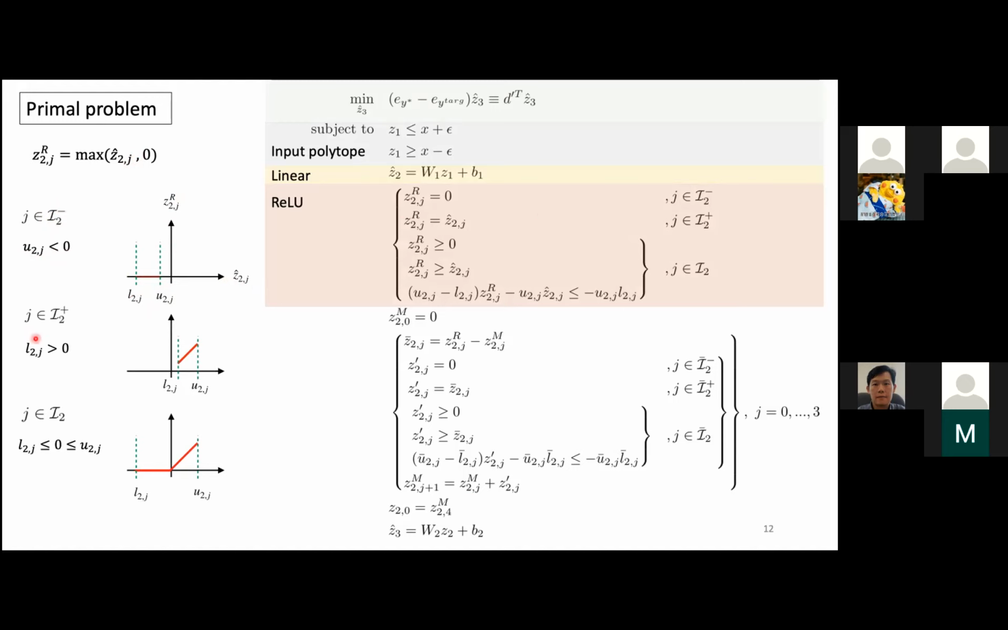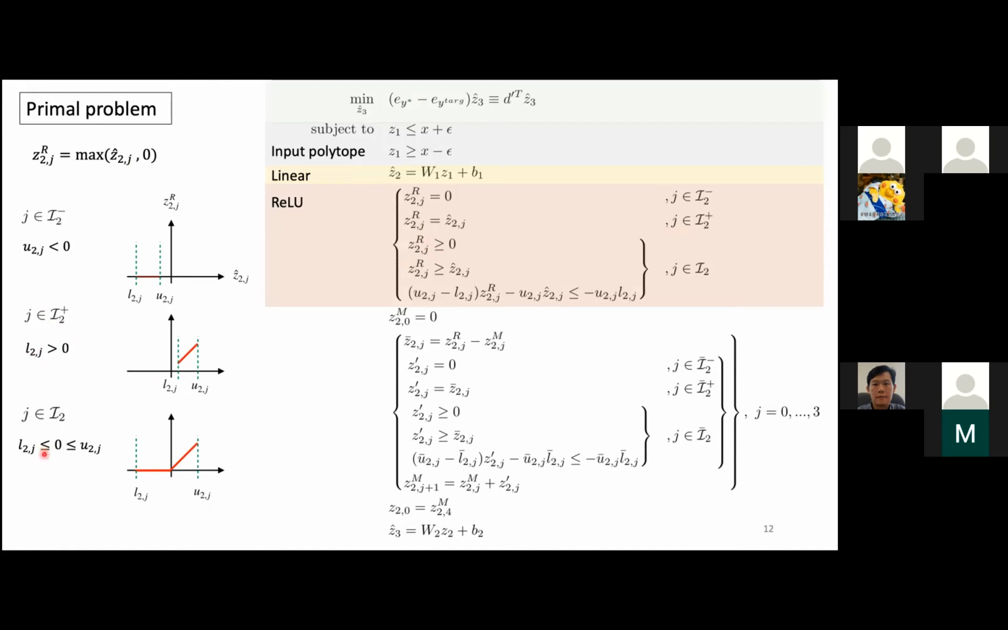And the second case is that the lower bound is larger than 0. So this time, the output is equal to the input. And we also collect this kind of node into the I2 plus set, so we can get this constraint.